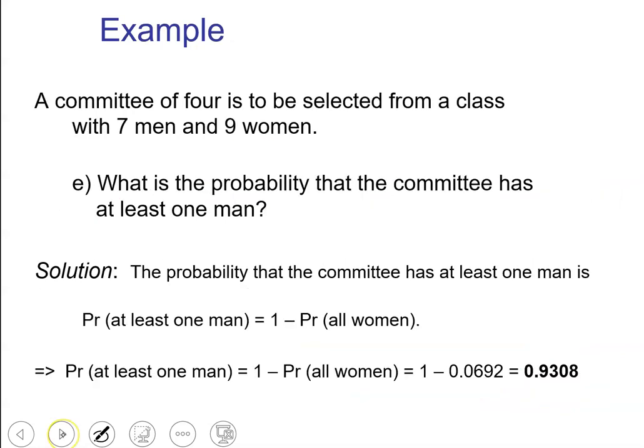Next example, still the committee problem. What's the probability that the committee has at least 1 man? Now hopefully you realize this is the opposite of having all women. So if we do 1 minus the probability of having all women, which we just calculated, that would be the probability of having 4 women. Exact same thing, which we calculated on the previous slide to be 0.0692. We subtract that from 1, which gives us the probability of 0.9308. So 93% is the chance that at least 1 man is on the committee.